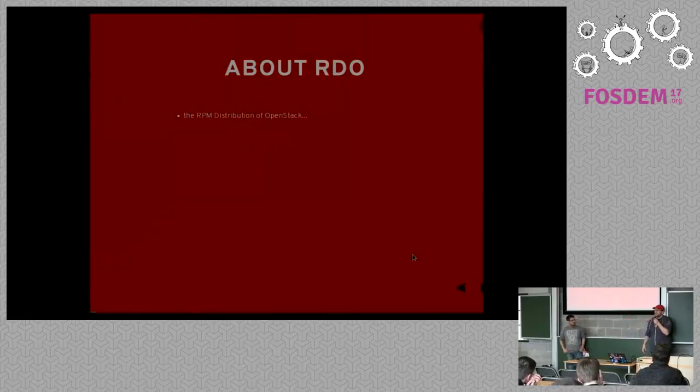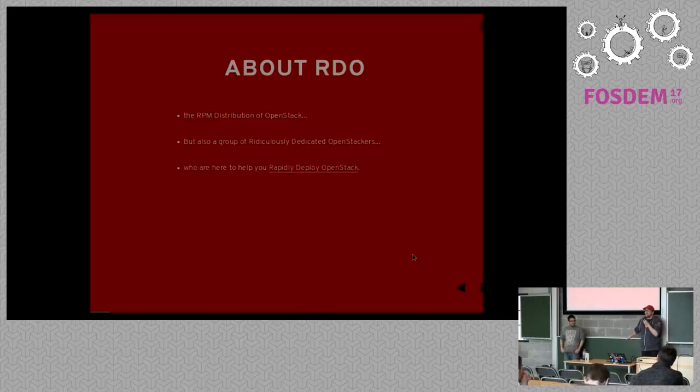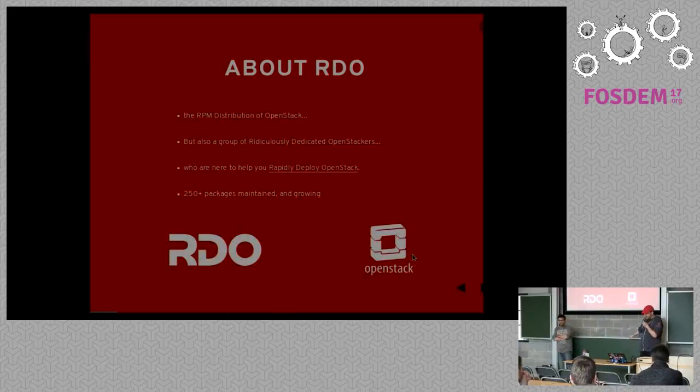So let's get the basics out of the way first. If you don't know what RDO is, it stands for the RPM distribution of OpenStack. And if you don't know what OpenStack is, it's a collection of software that lets you install and administrate cloud infrastructures on conventional hardware. RDO is also a big community of users of OpenStack, of package maintainers as well, administrators and so on. And their goal in life is to help you install your own OpenStack infrastructure. The maintainers maintain about 250 packages at the moment, and it's growing.